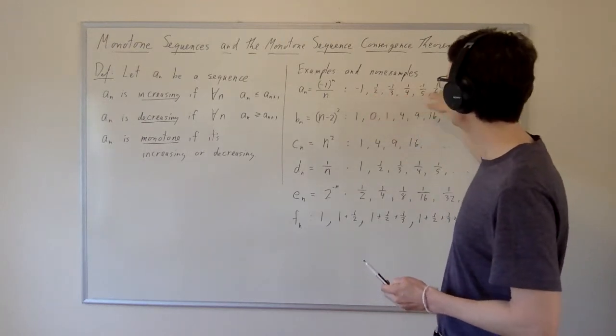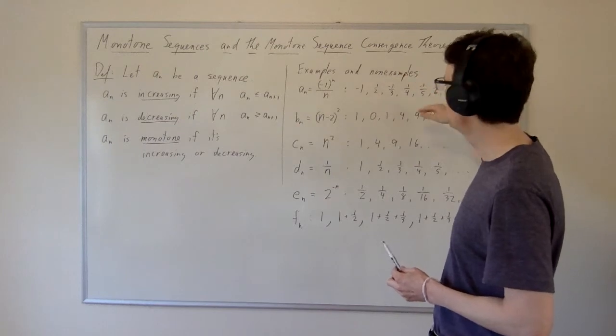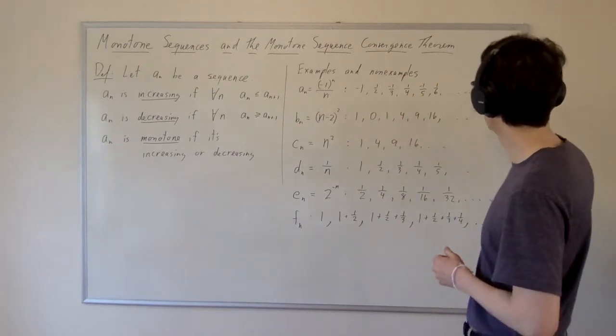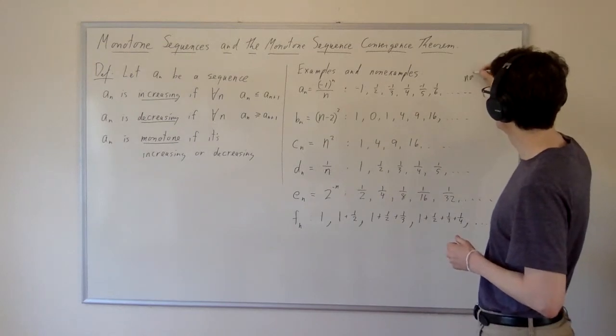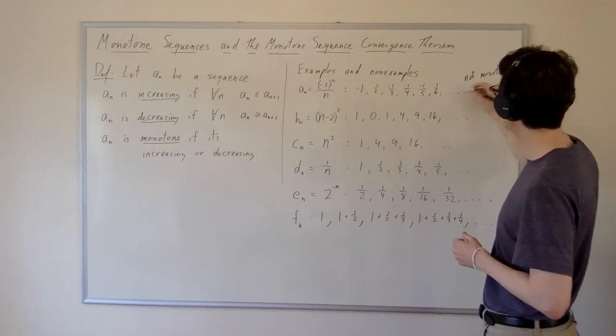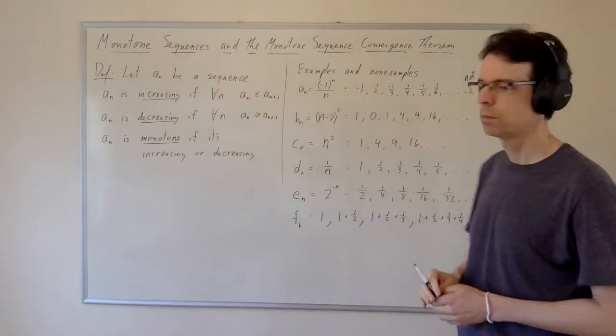So this is not an increasing sequence because the terms sometimes go down. This is not a decreasing sequence because the terms sometimes go up. And therefore, this is not monotone. So this first example is a non-example. This is not a monotone sequence.